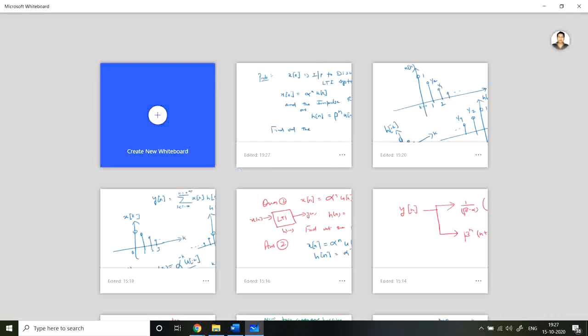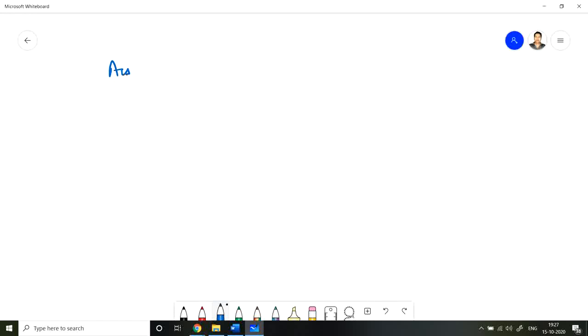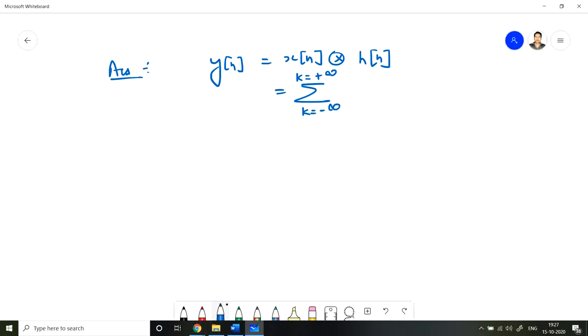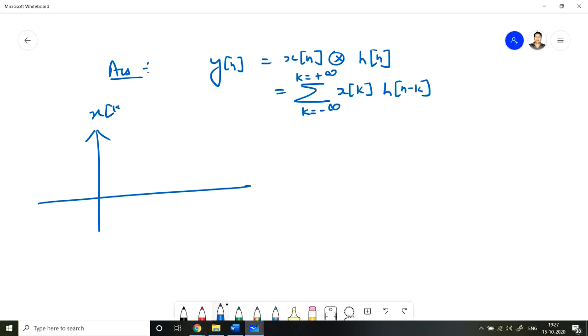So the solution of this problem is y[n] is nothing but x[n] convolution with h[n], and it is equal to summation k equals minus infinity to k equals plus infinity x[k] h[n minus k]. Now let us plot x[k].